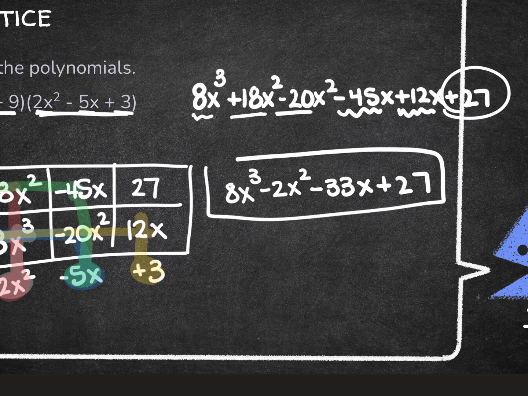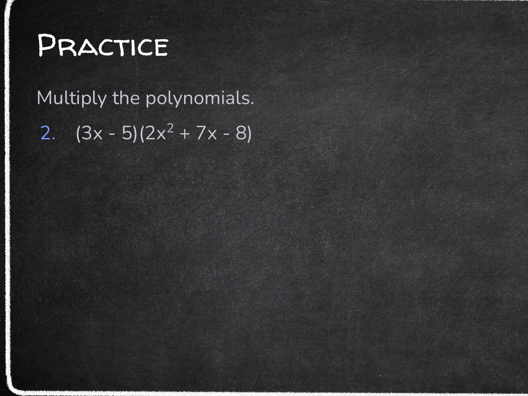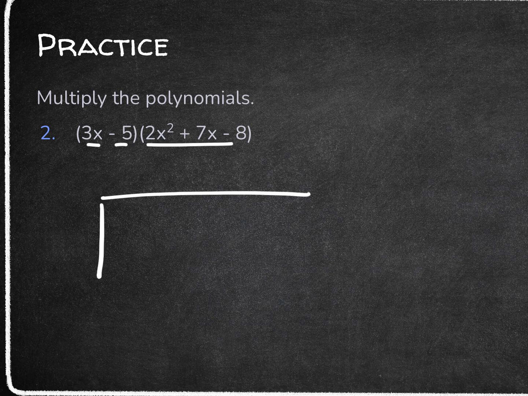So it's the same idea as yesterday. It's just making bigger boxes. All right, let's look at problem number 2 here. So again, I have a 2 by 3. So I'm going to create this 2 by 3 box.